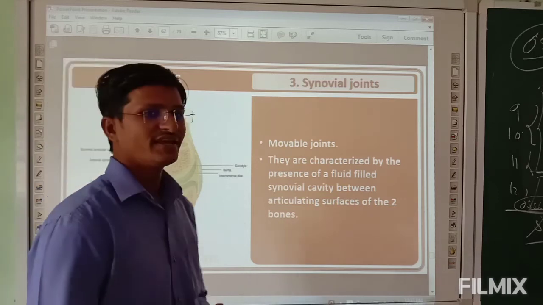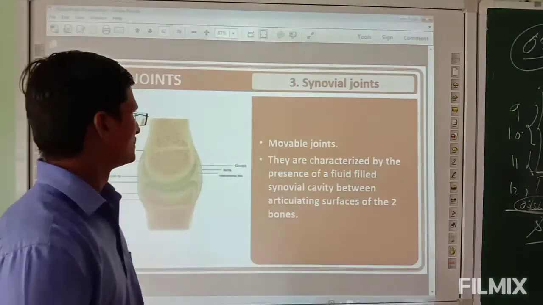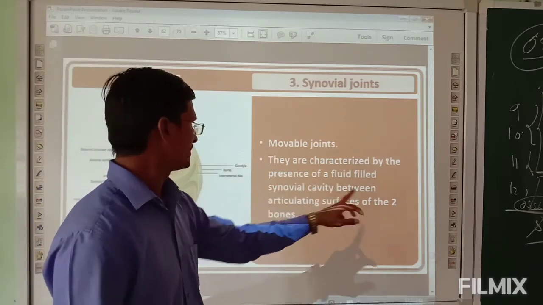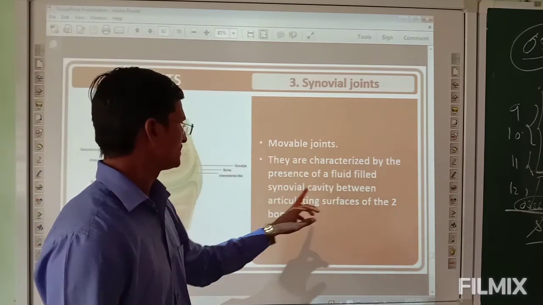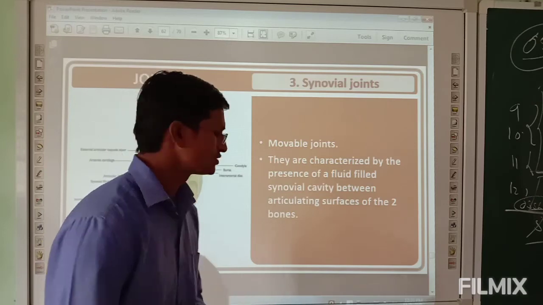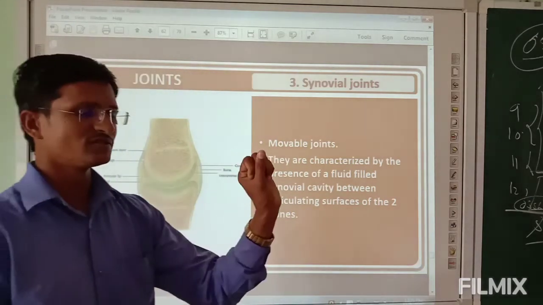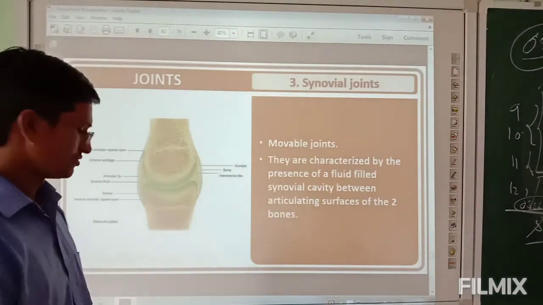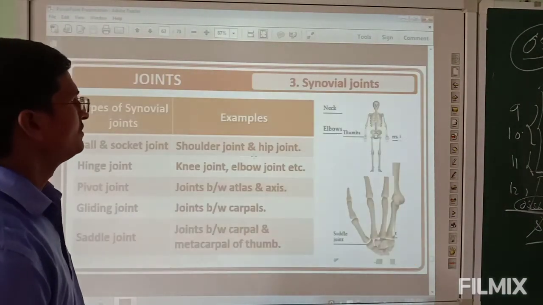Synovial joints, they are movable. They are characterized by the presence of a fluid-filled synovial cavity between the articulating surfaces of the two bones. So they are movable. So you can see this one. These are movable, and the knee portion also is movable.